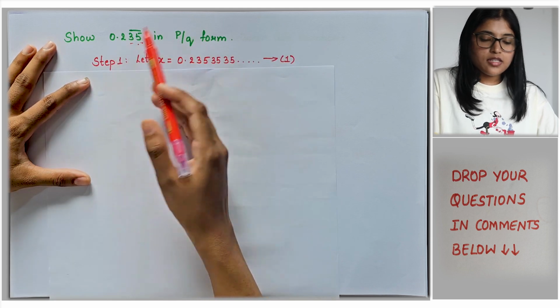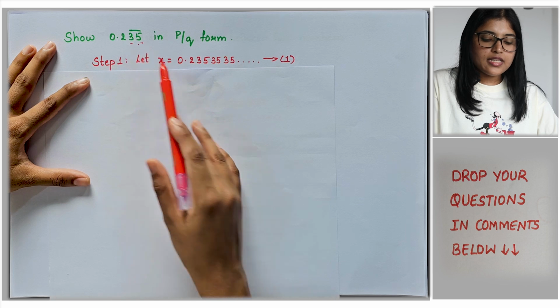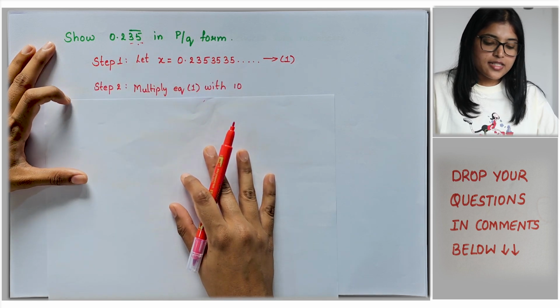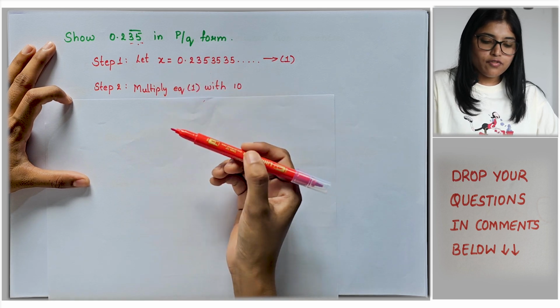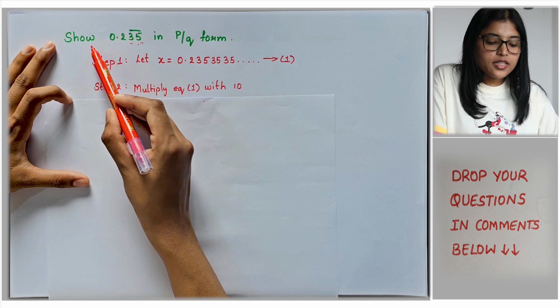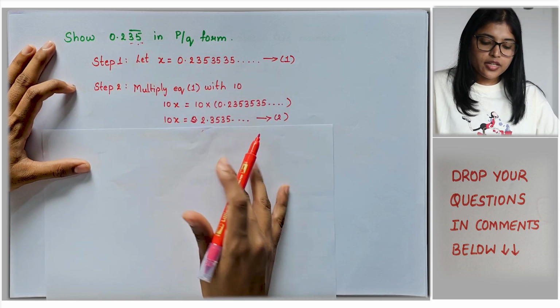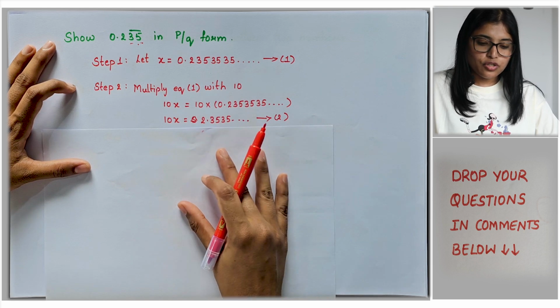First step is similar to the last method, where we let x equal to the given decimal. We take that as equation 1. And the second step is to multiply equation 1 with 10, because in this we have two steps, where in the first step we get the number that is not recurring in front of the decimal point. So we multiply it with 10. So 10x is going to give me 2.3535 and so on, which will be equation 2.